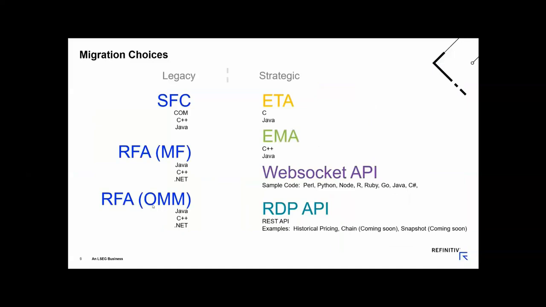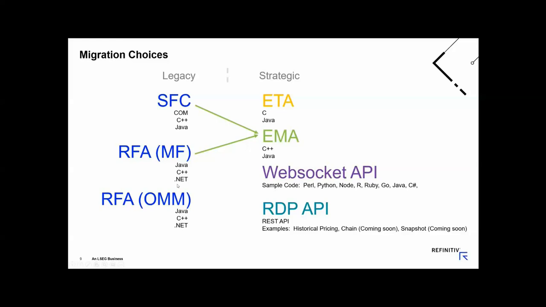All right, so we do realize we've specified several legacy APIs here and several strategic APIs. So what I'd like to do is take a moment here to home in on a few that make sense. For instance, if you are an SFC user, it may make sense, given the watchlist sizes and the performance of this currently, for you to migrate to EMA. We do have C++ and Java versions of that, so that's a fairly easy choice.